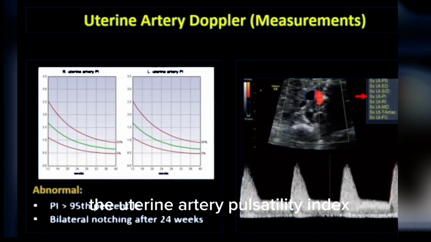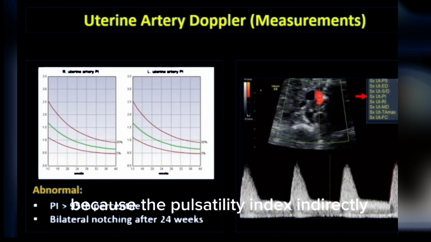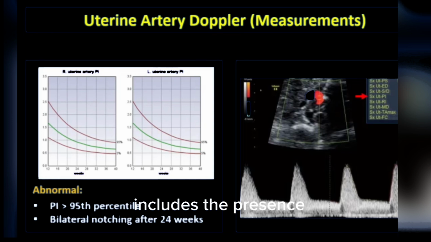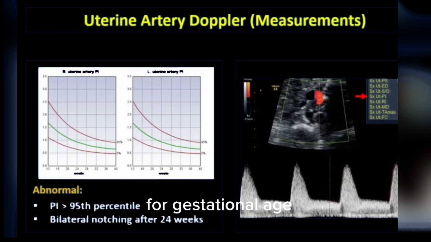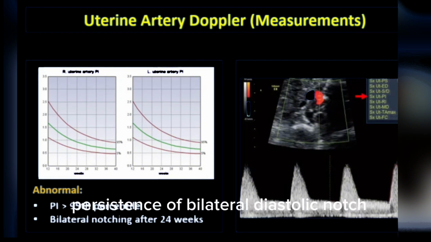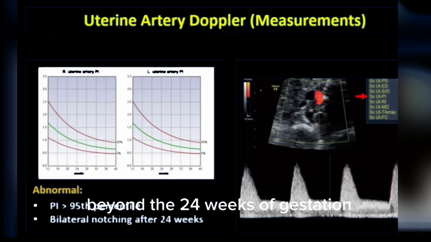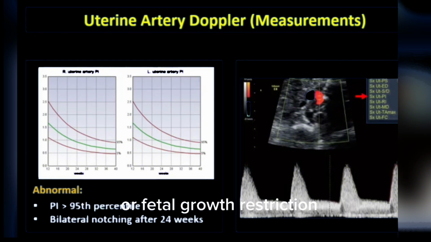The uterine artery pulsatility index is a favored measurement of vascular impedance, because the pulsatility index indirectly includes the presence or absence of early diastolic notch. A normal pulsatility index should be below the 95th percentile for gestational age. An abnormal waveform is characterized by a high pulsatility index above the 95th percentile for gestational age. Persistence of bilateral diastolic notch beyond 24 weeks of gestation is also abnormal. Therefore, uterine artery Doppler can be used to help predict preeclampsia or fetal growth restriction.